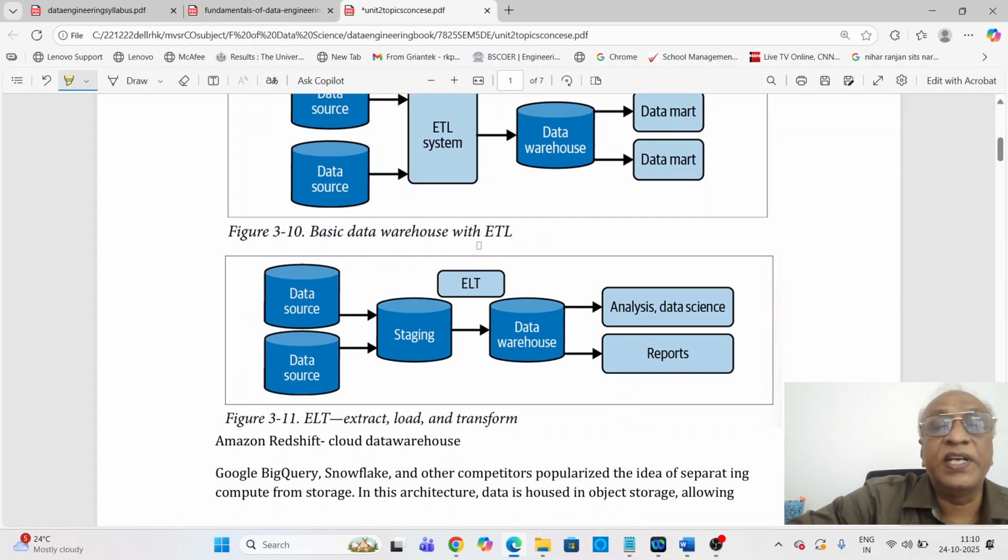So ELT is extract, load, and transform. So you have a staging area wherein all the data comes, and then the analysis and reports are extracted from the data warehouse.